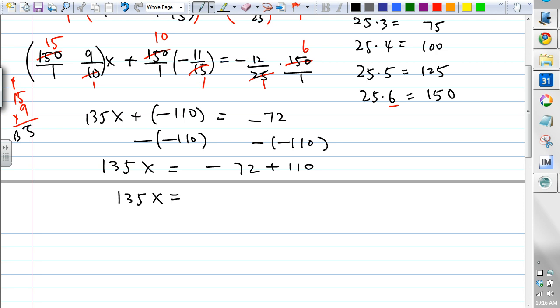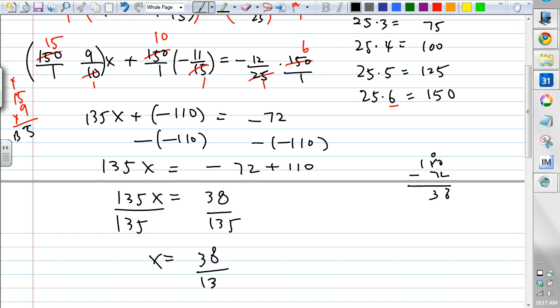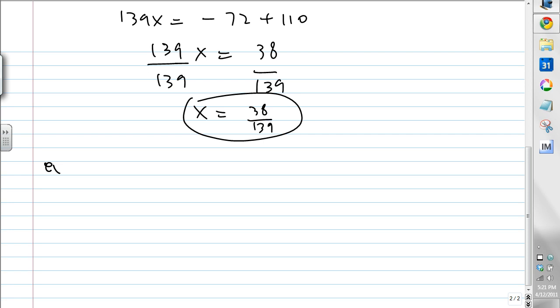So what do you get here? 110 minus 72, which is 8 here, becomes 0. You get 38. So you divide both sides by 135. This equals 38 over 135, that is your answer. Okay? So let's look at example 2.